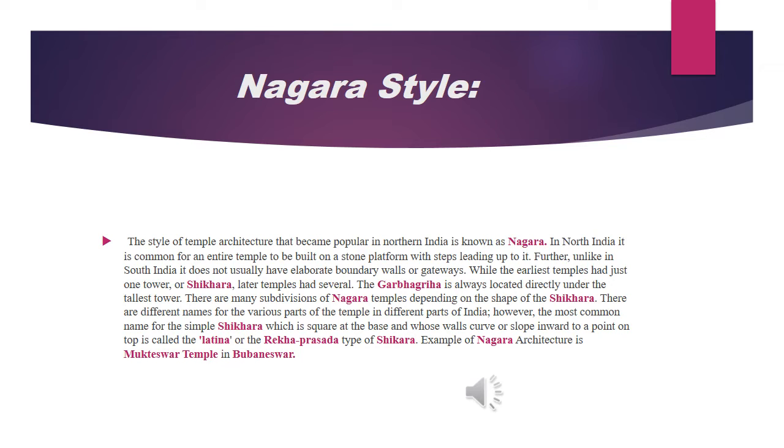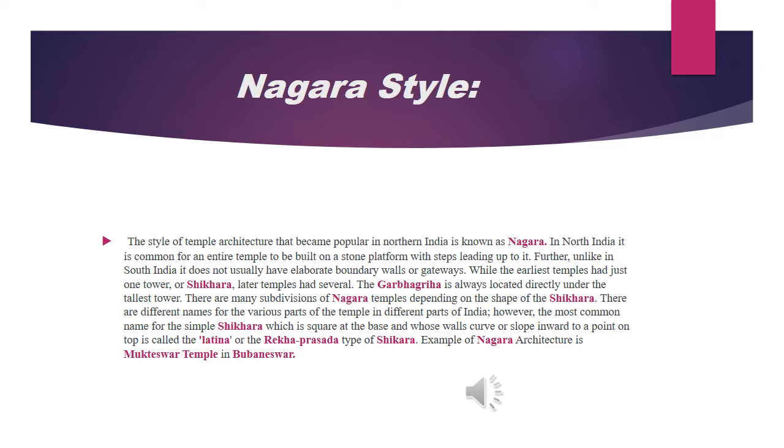So today we are going to talk about the basic structures of ancient Indian temple architecture, and the first two styles we are going to talk about. The first one is the Nagara style of temple architecture, the style that became popular basically in northern India and the eastern part of the Indian subcontinent, known as Nagara.